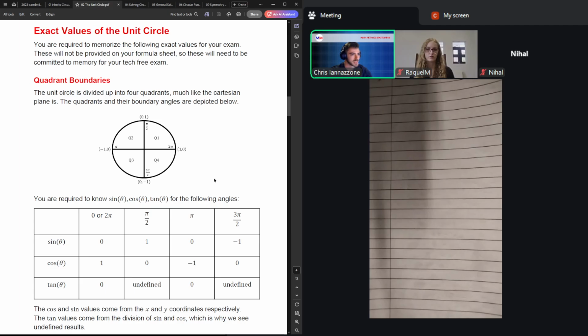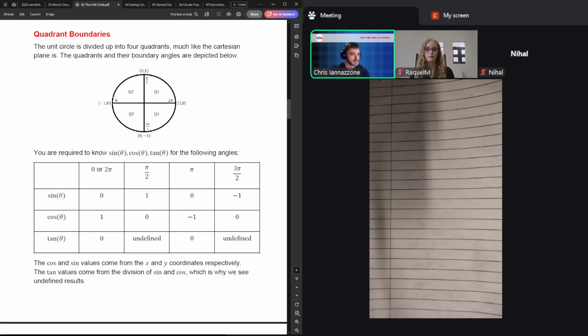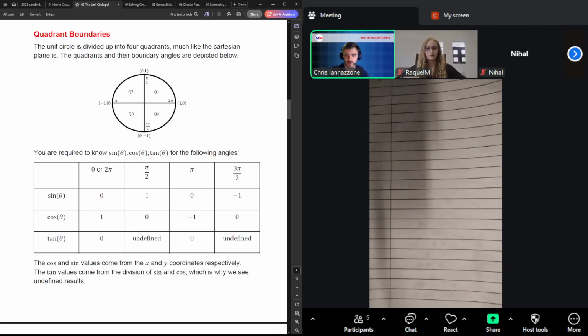Okay, let's start getting some of the unit circle exact values done, and probably at this point we'll start looking at doing some practice questions on them. So, easiest way to start breaking this down is to start looking at the quadrant boundaries. Just like how the XY axis has quadrants, where quadrant 1, 2, 3, 4 are located in those spots, the same is true for the unit circle.